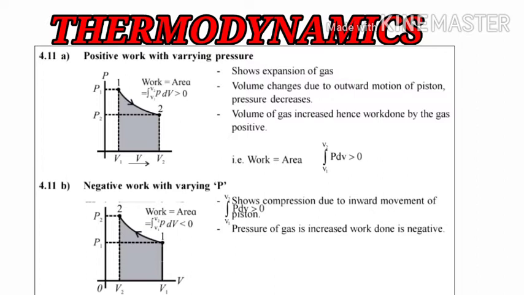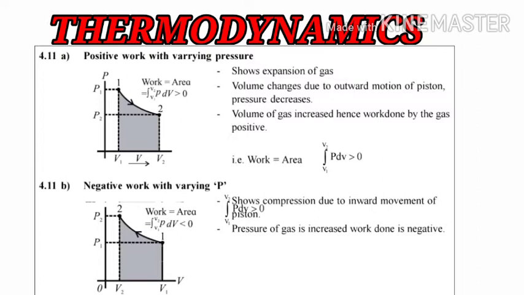Thus there will be an outward motion of the piston, as the molecules of gas inside the cylinder push the piston in the outward direction. Thus there will be a change in volume. Students, you can see that this PV diagram indicates the expansion of the gases. As the expansion occurs, the piston moves outward, and the volume changes due to the outward motion of the piston.